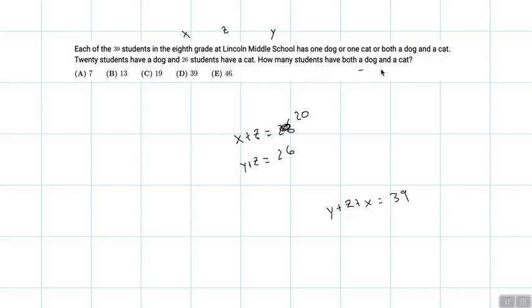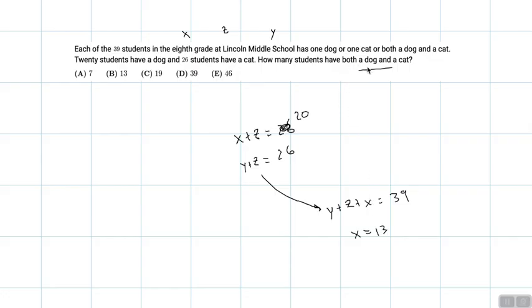So how many students have both a dog and a cat? We want to solve for Z. Y plus X is what we want, but we can just solve for X here. So X, we'll plug in this Y plus Z. So X is going to equal then 26, subtract 26 from 39, X should equal 13.